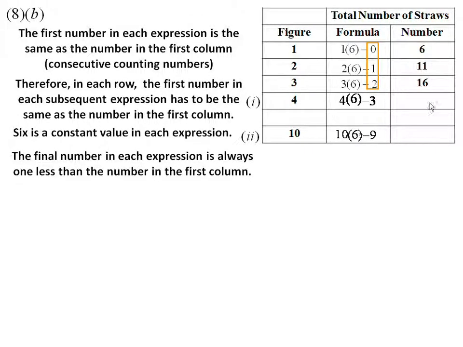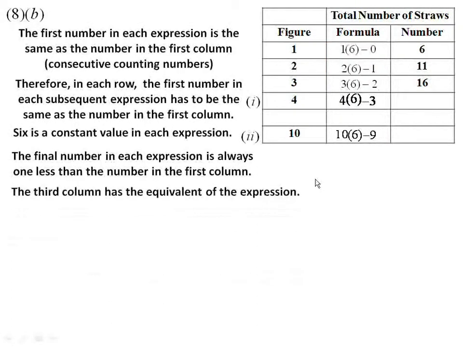And then the value that we get here is the result of calculating what we will get from these expressions. 4 times 6 is 24, minus 3 is 21, and 10 times 6 is 60, minus 9 is 51. So we'll imagine that we'll have 21 and 51. The third column has the equivalent of the expressions. 21 and 51, no problem. 4 times 6 is 24, minus 3 is 21. 10 times 6 is 60, minus 9 is equal to 51.